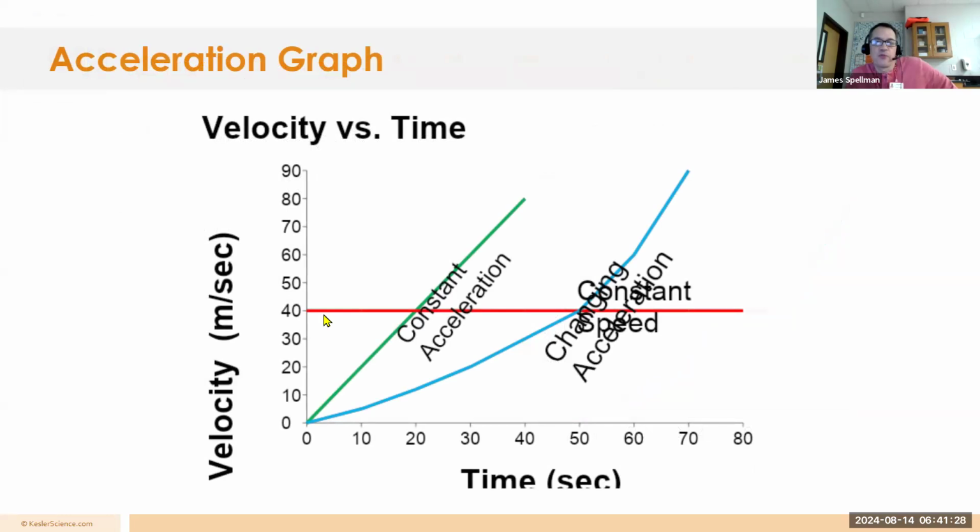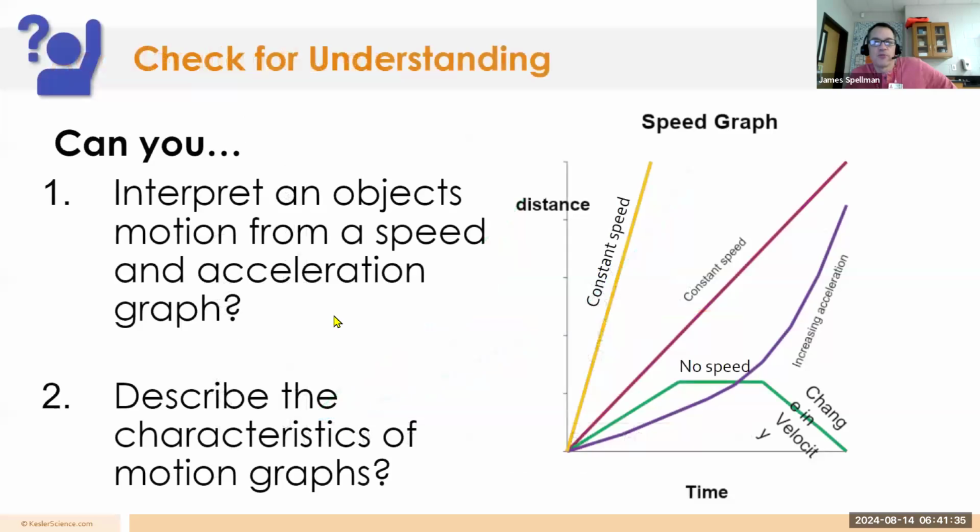All right, so these are the three main types of lines we would see on here. We should be able to interpret our object's motion and speed. We should be able to describe the characteristics. You should have been able to complete all the blank items on your handout that went along with this. If not, you should probably go back and rewind and see what you might be able to answer, and then do some practice with what you've been provided to make sure that you know what's going on with this.